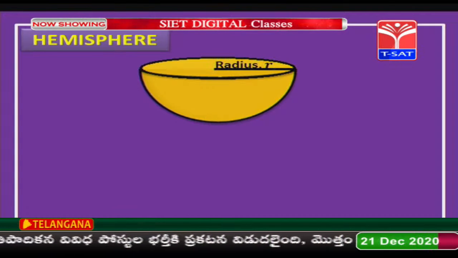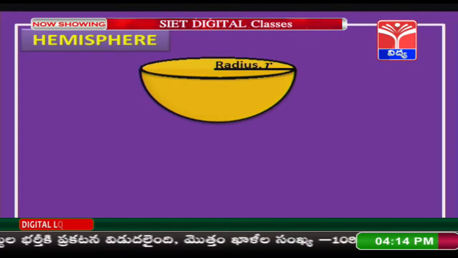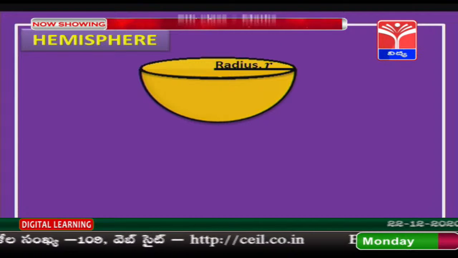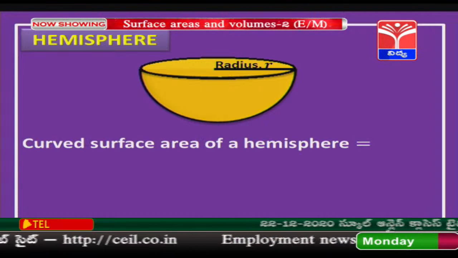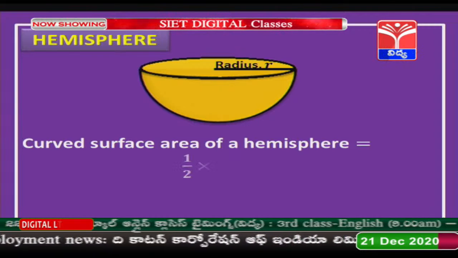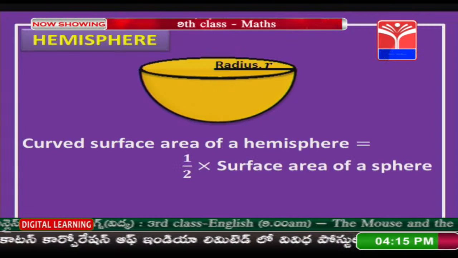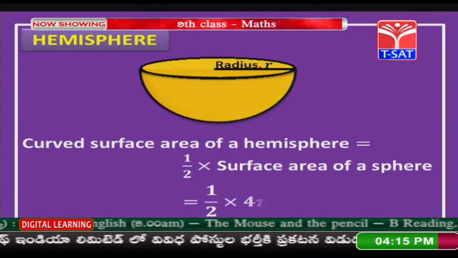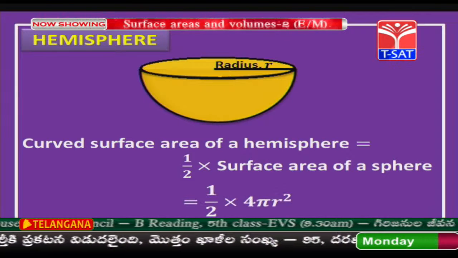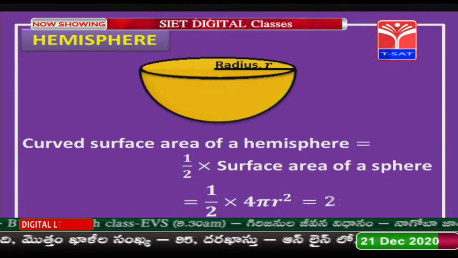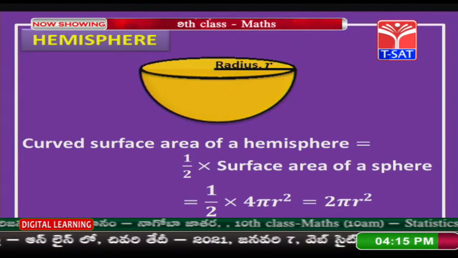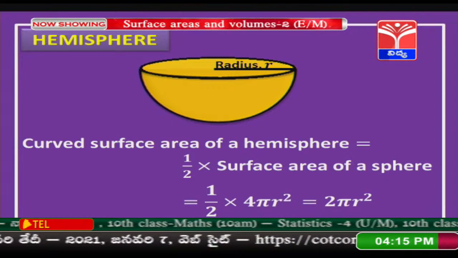Again, the center and the line segment joining the center and any point on the circumference is the radius r. Okay, children. So, the curved surface area of a hemisphere is given by, since it is half of a sphere, half into the surface area of a sphere. Now, let us substitute the values. Half into 4 pi r square. How much do you get, children? Yes, we get 2 pi r square. This is the formula to find the curved surface area of a hemisphere.